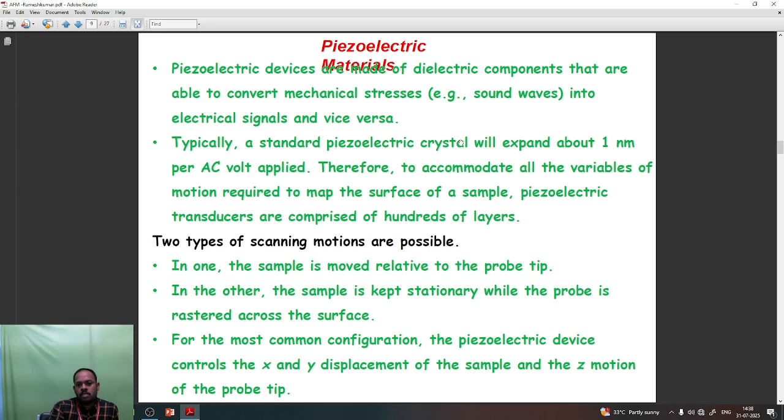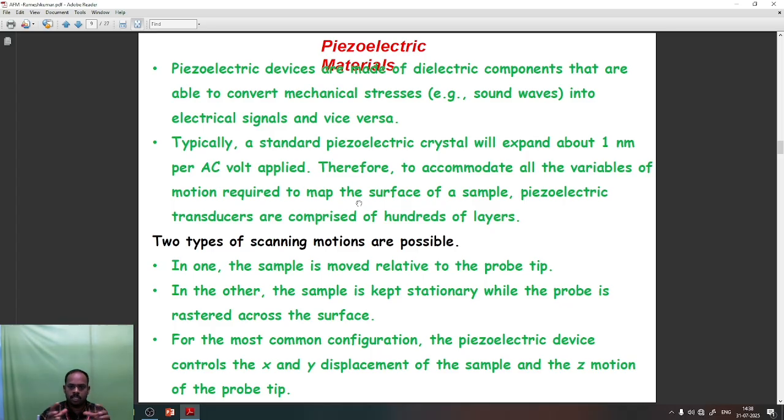So typically this material will expand about 1 nanometer when 1 AC volt is applied. So they accommodate all the variables of motion required to map the surface of the sample. To collect all the motion of the cantilever tip, or all the changes occurring at the cantilever, the probe, we need piezoelectric transducers.